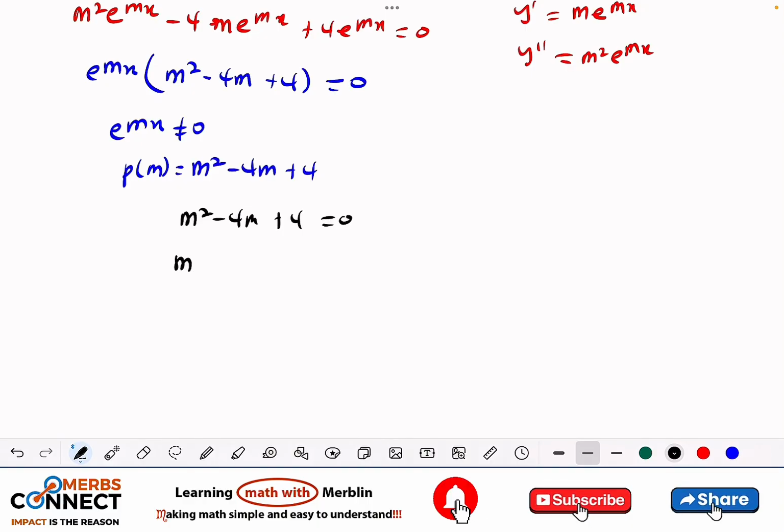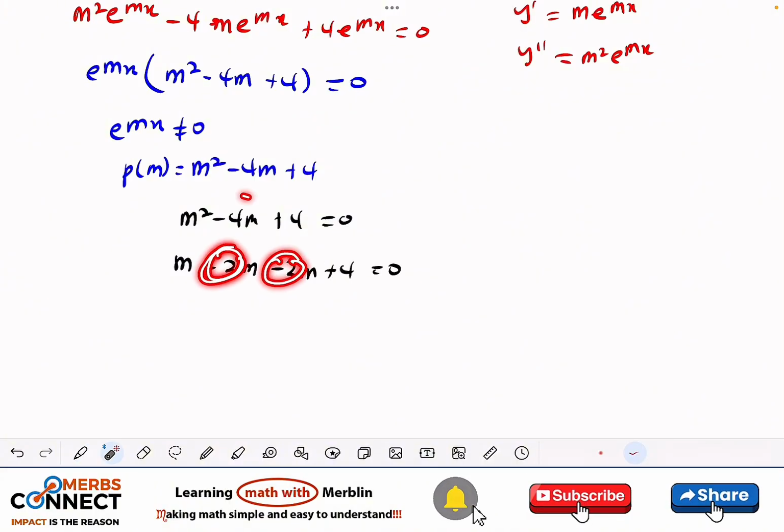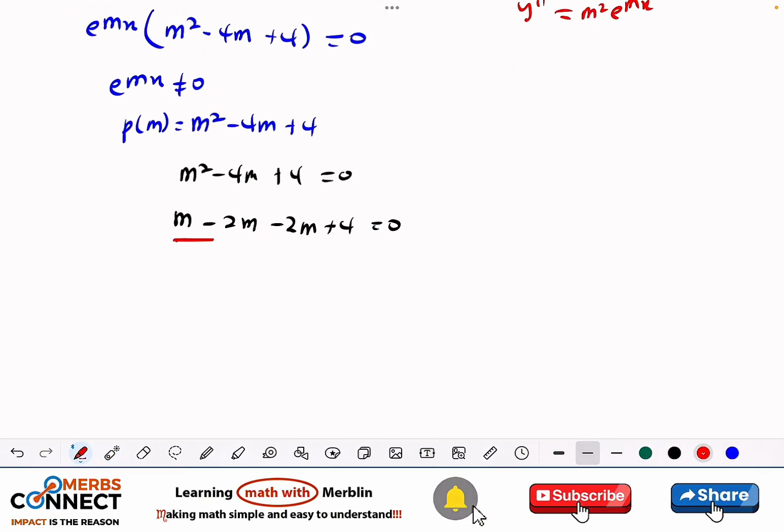So this one, I'm not going to use quadratic. I can just do the factorization. So I want to do the factor. So 2 minus 2 is minus 4, and 2 minus 2 times minus 2 is 4. So this one works. So I'll combine this and I'll combine that.